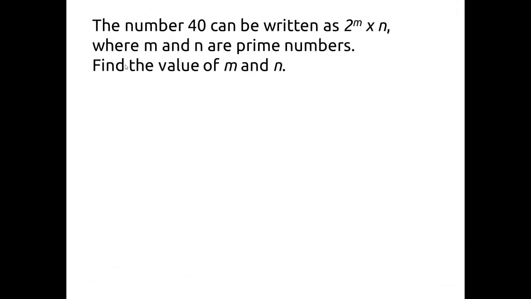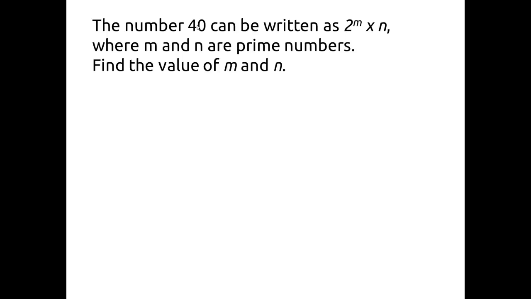Now this is another typical higher paper question. The number 40 can be written as 2 to the power of m times n. Notice that 2 is a prime number. And in the rest of the question, it tells you that m and n are prime numbers. The key thing here is that n is a prime number. So you can see that this is 40 written as a product of its primes.